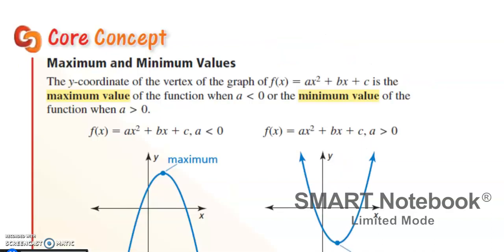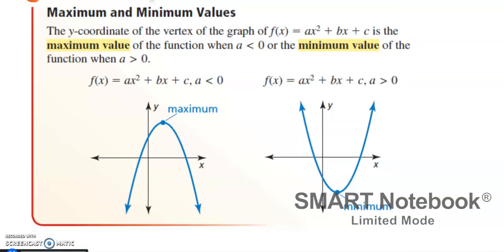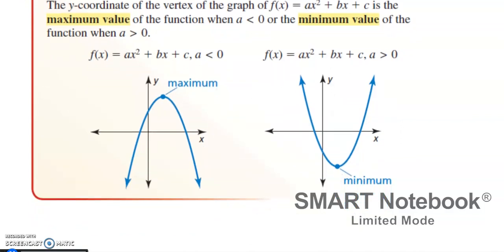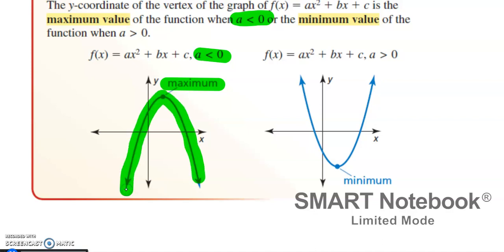Okay, we have another concept that we want to talk about. So the maximum and minimum values, okay? So the y-coordinate of your vertex of a graph, again in the form ax squared plus bx plus c, is the maximum value when a is less than 0, okay? So it's a maximum, again, when a is less than 0. Noticing that since my a is less than 0, we're opening down. That means it's going to be a negative a value.